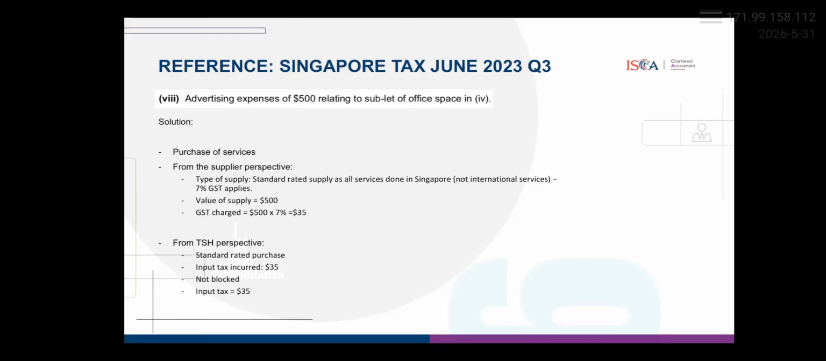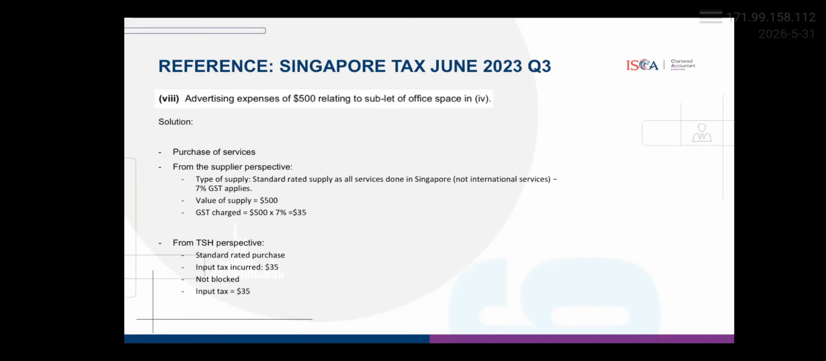Now, after we have ascertained from the supplier perspective, we can then move back to the company TSH perspective. From that supplier analysis, we would then be able to determine that TSH has paid a GST of $35 to the supplier. And this would be a standard rated purchase because the supplier charged TSH as a standard rated supply. Now, from a TSH perspective, we have incurred $35 of GST.